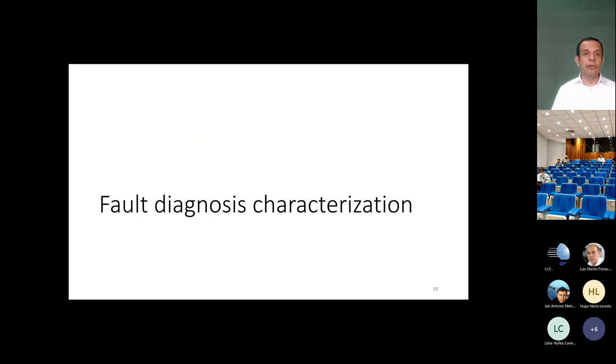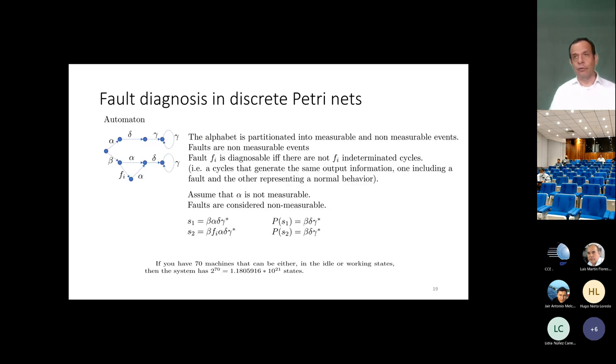So once I have the model with the potential set of faults that could occur in the system, I will analyze the property of fault diagnosability in these Petri nets. First, I will recall that fault diagnosis was also studied using automata, representing the discrete event system as an automaton. I think the first work was reported by Sampath and Lafortune in 1995.